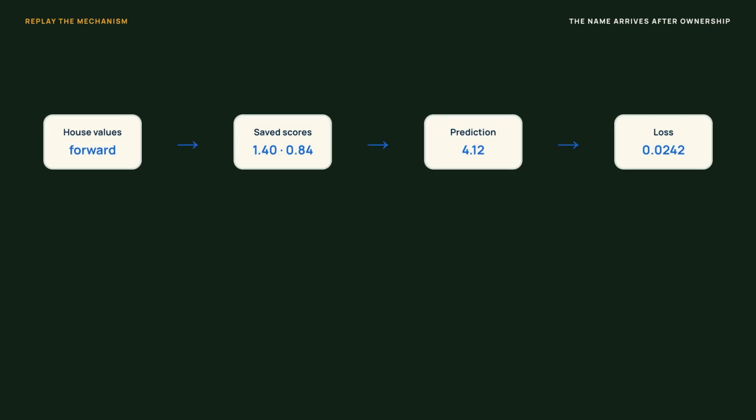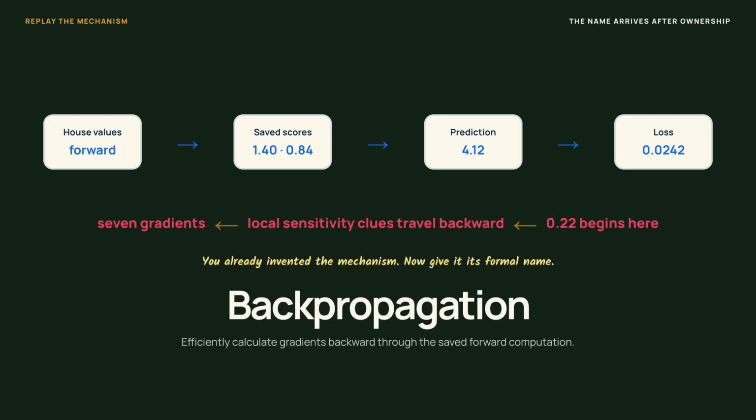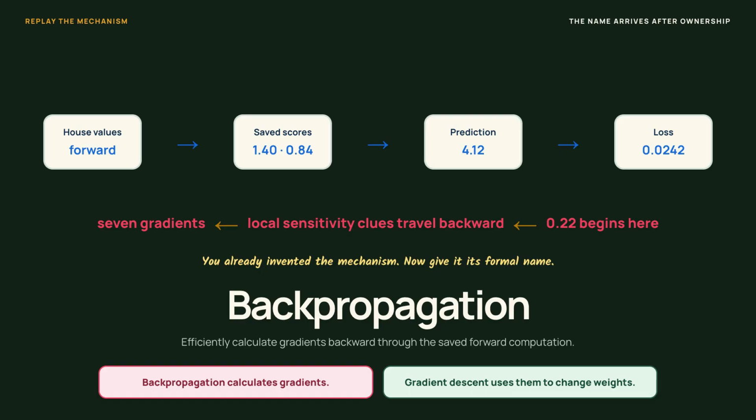Replay the journey. The house values traveled forward. The model saved useful intermediate results. The final prediction produced one loss. Then a sensitivity clue began at that loss and traveled backward, one local connection at a time, until every adjustable weight had a slope. You already have the mechanism. Now we can give it its formal name, backpropagation, short for propagating these useful sensitivity clues backward through the computation.